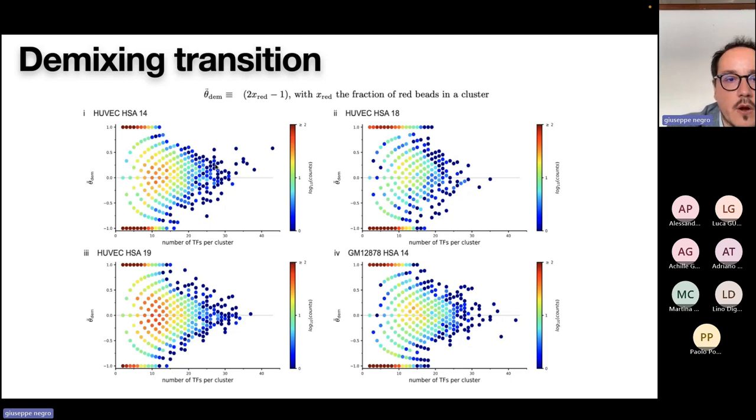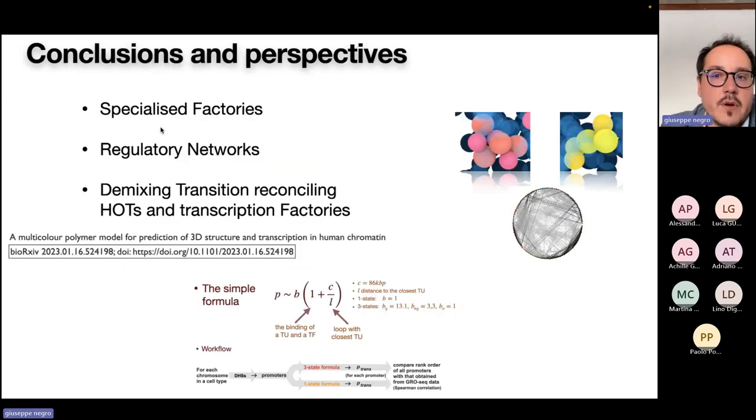The only difference is that we color the points with the counts of the clusters, and this parameter theta tilde here actually is able to distinguish between the mixed clusters of one color and the mixed clusters of the other color. But this is quite a universal behavior, at least in experiments. So with the introduction of this multicolor model, we were able to reproduce some already known results about specialized factories. But the novelty is that we have the mixing transition that is the most likely candidate to reconcile the vision of the OTS and the existence of transcription factories.